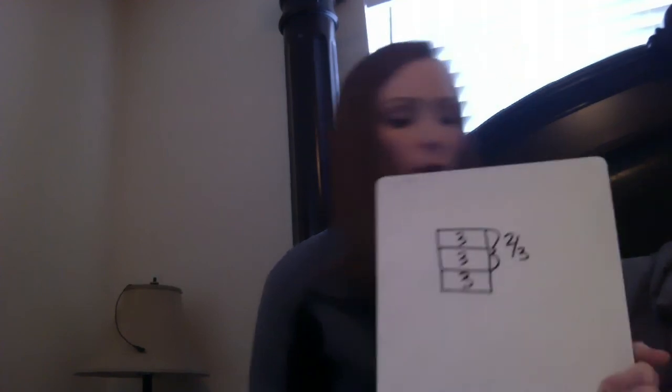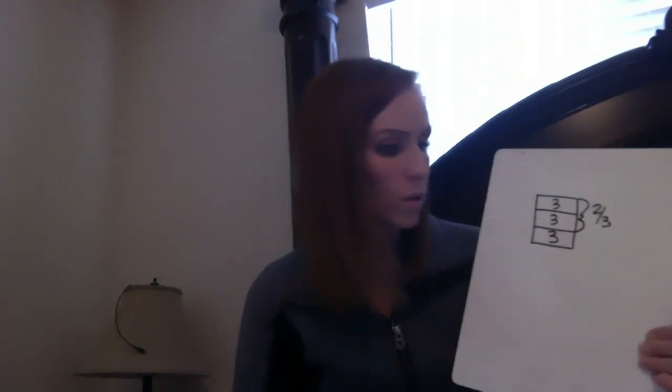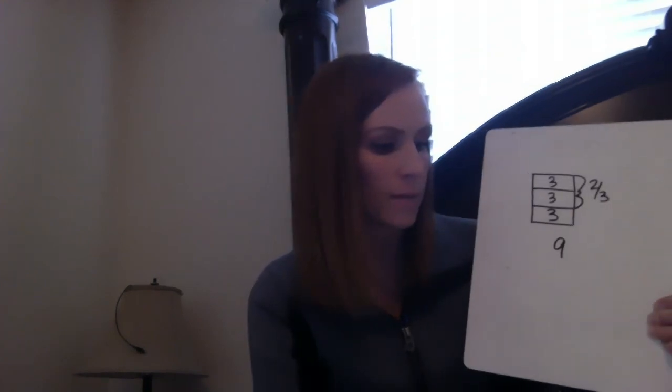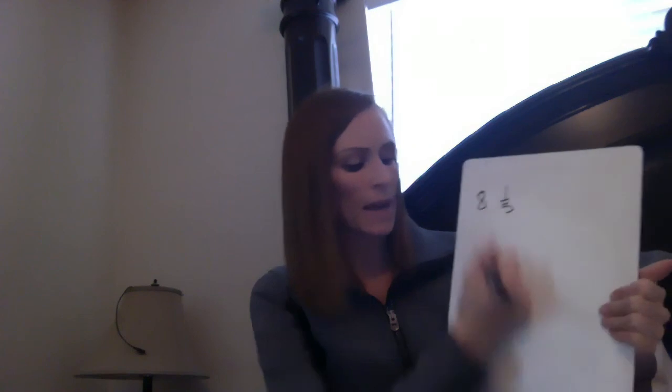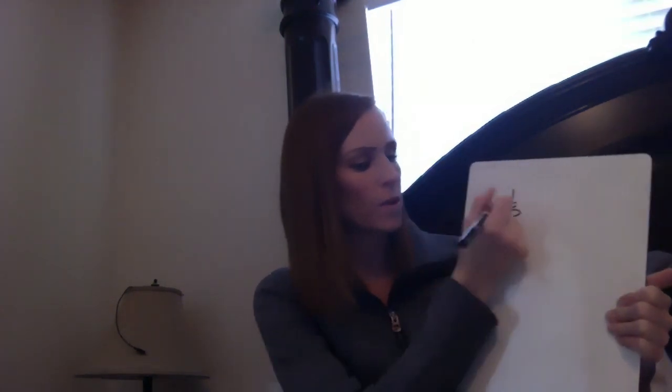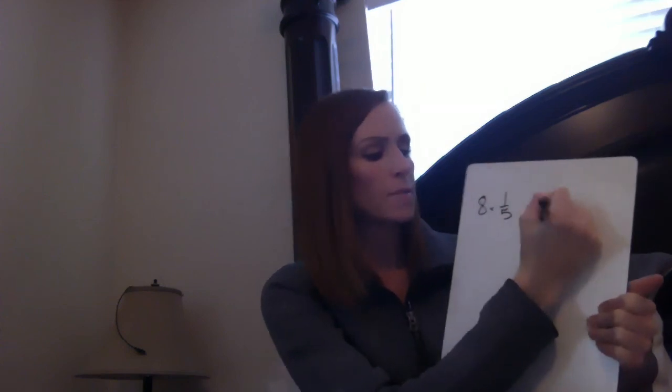Since each part equals 3, what is the total number? 3, 6, 9. The total number is 9. All right, so that is how we find this. 8 is 1/5 of what number? If we had 5 sections with 8s in them, we know that we would multiply. 8 times 5 is 40.